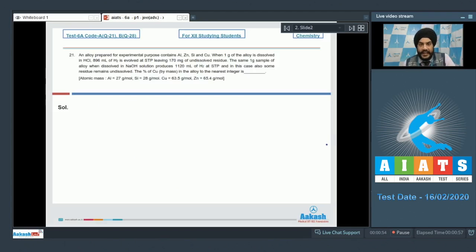The first section contains 8 questions. The answers to these questions are in the form of single digit integers. So let's start with the first question, question number 21.